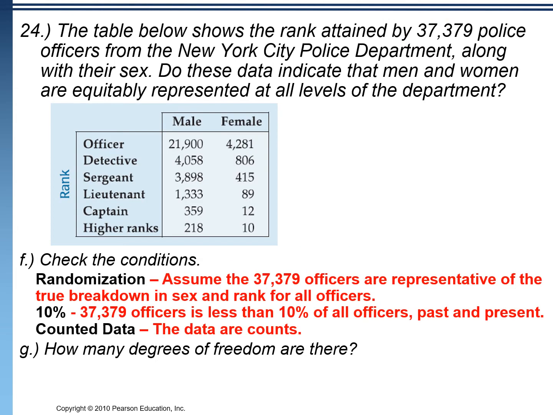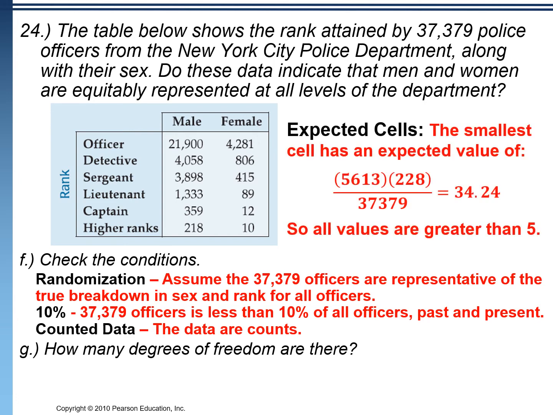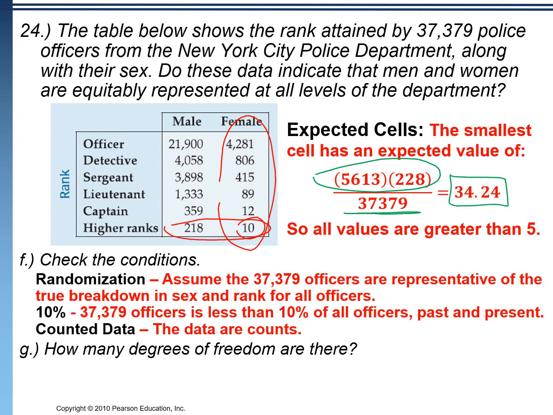Check the conditions. Again, these first three are pretty straightforward. When it gets to the expected, okay, we're going to look at the smallest cell again. The smallest cell is this one. So we want to find the expected value for that cell. Row total, 228. Column total, 5613. We're going to multiply those two numbers together and divide by the grand total in that entire table. We get an expected value of 34.24. That's the smallest cell. Since that one's greater than 5, all the rest should be greater than 5 as well. Degrees of freedom, rows minus 1 times columns minus 1. So 6 minus 1 times 2 minus 1 equals 5.